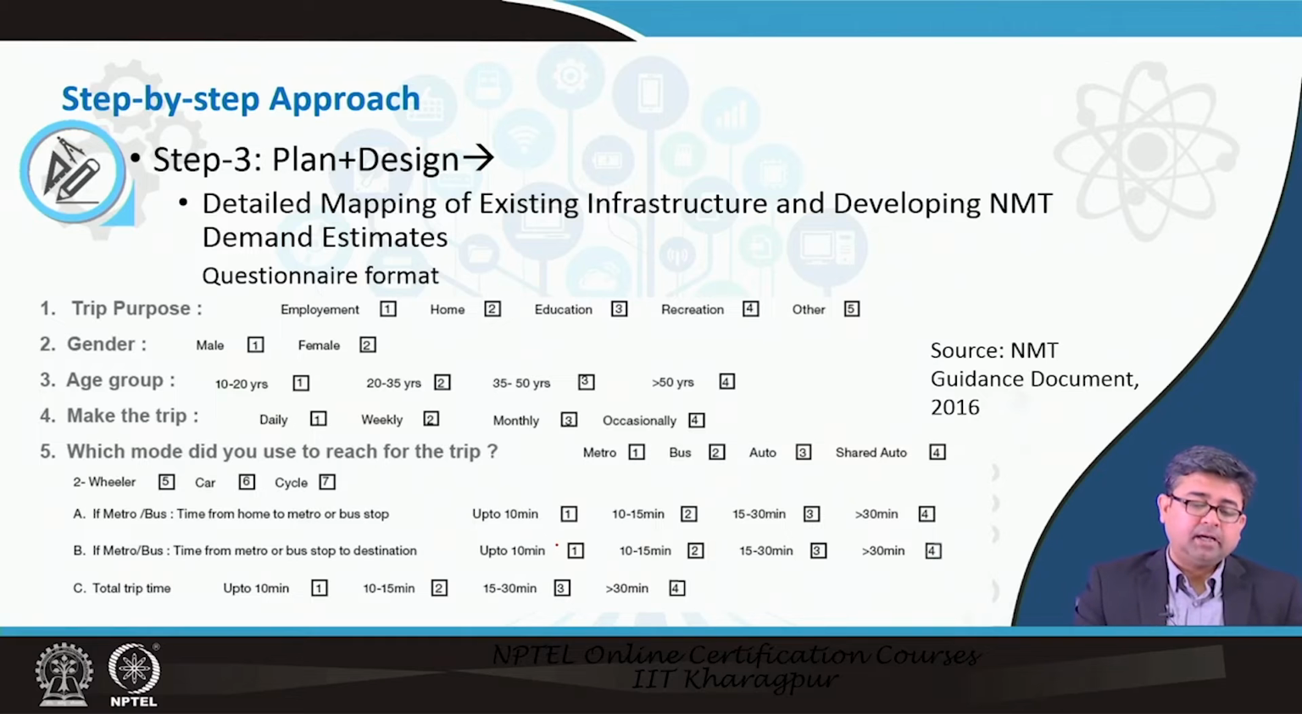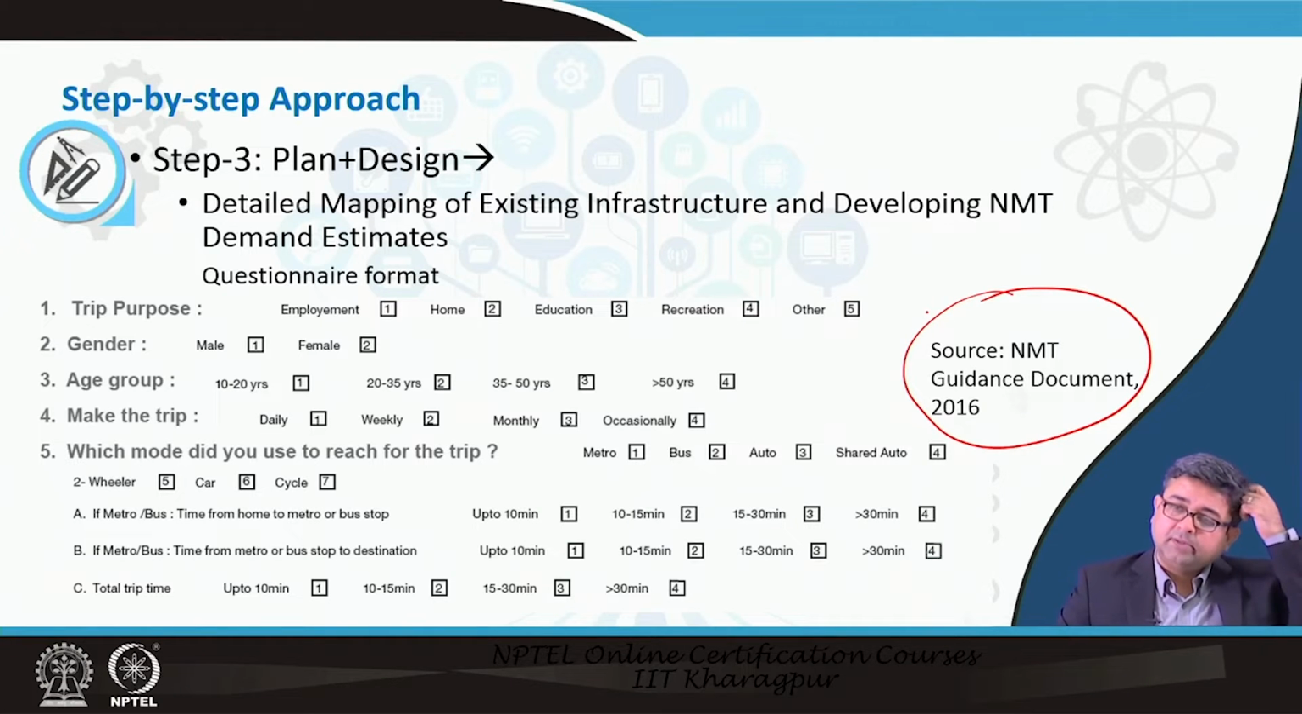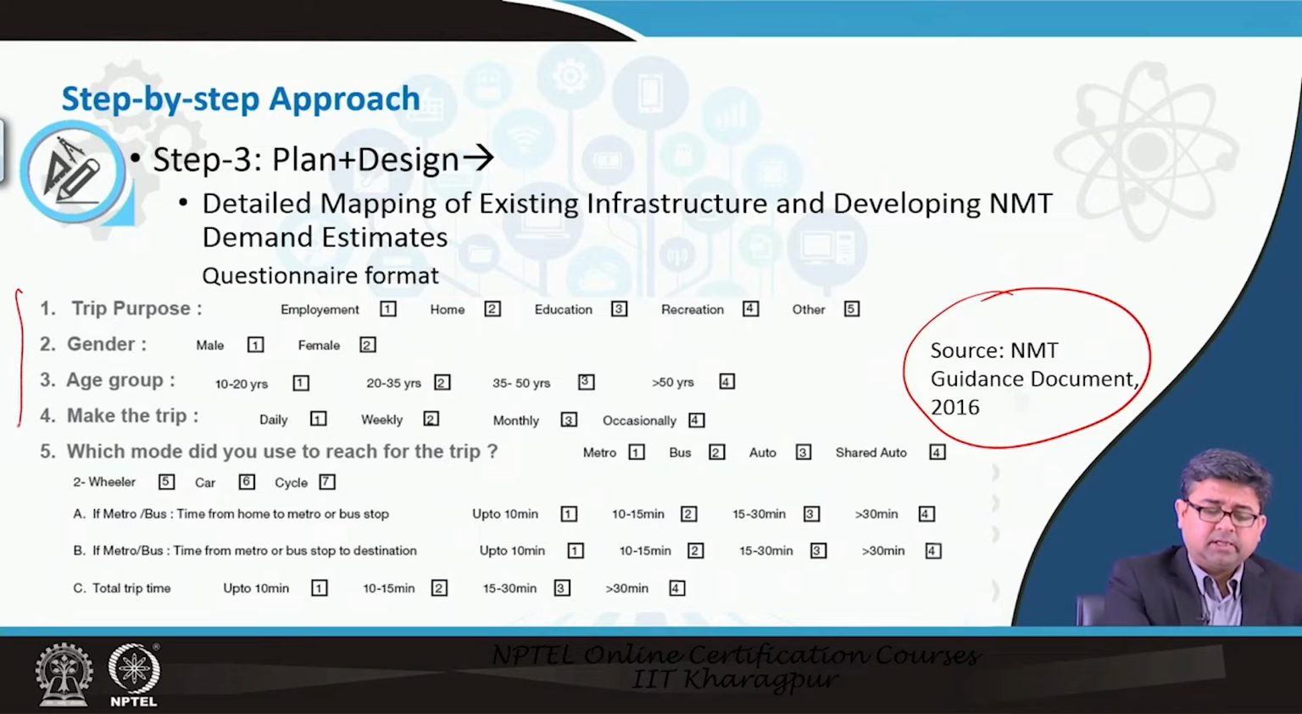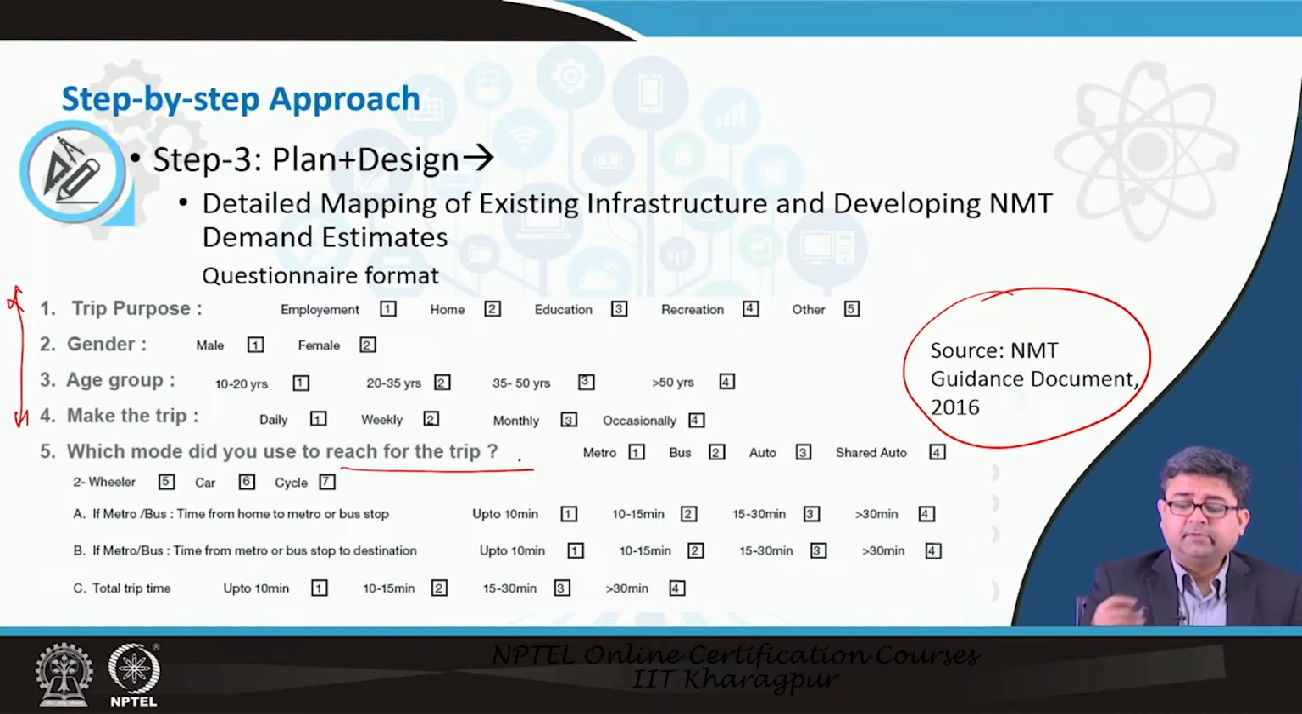So, here is an example of a survey questionnaire that is usually used. Again, all of this is available in the guidance document from which all of the material has been taken. The survey questionnaire has different types of questions: questions about the demographics of the area, questions about which mode you used for different trips, and if you use a particular mode, what travel time it took on that mode.